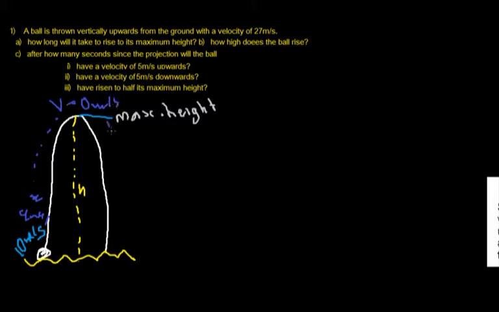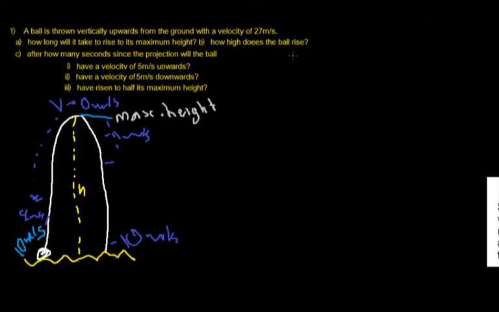And then it will return back to the ground in a negative direction. It will increase in a negative direction. It will go negative 1 meters per second, negative 2 meters per second, until it reaches negative 10 meters per second at the ground level. Or you can say that the velocity will continue to decrease. It will go 0 and then it will go negative 1, negative 2, negative 3 until it reaches negative 10 meters per second at the ground level.